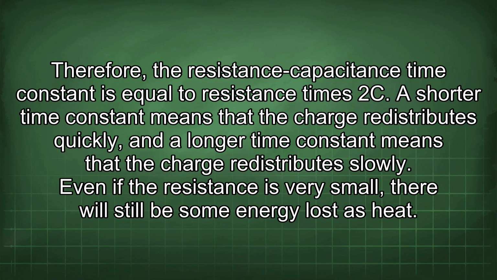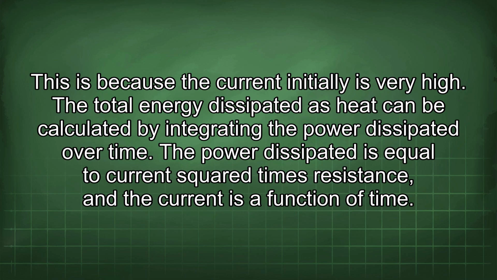A shorter time constant means that the charge redistributes quickly, and a longer time constant means that the charge redistributes slowly. Even if the resistance is very small, there will still be some energy lost as heat. This is because the current initially is very high. The total energy dissipated as heat can be calculated by integrating the power dissipated over time.